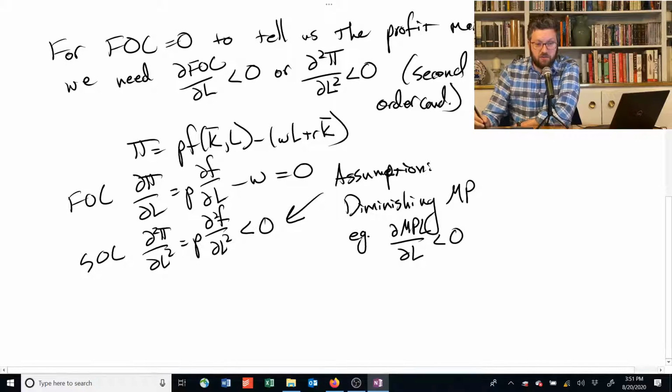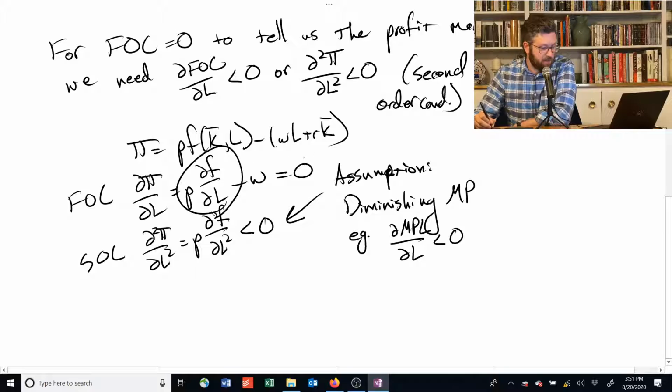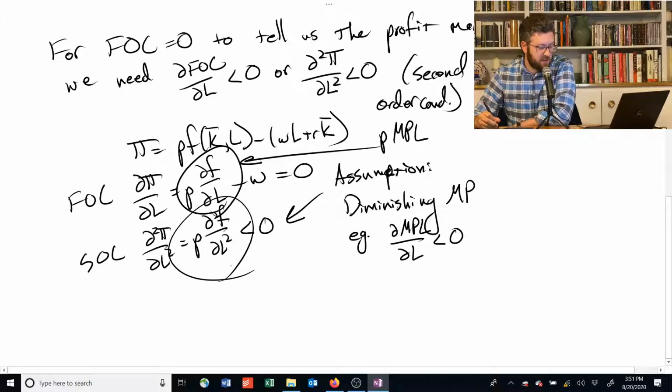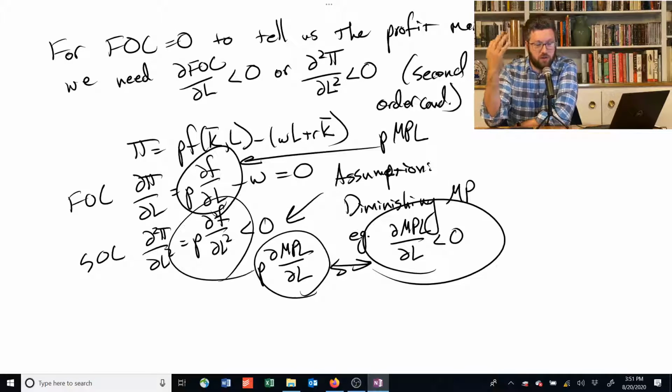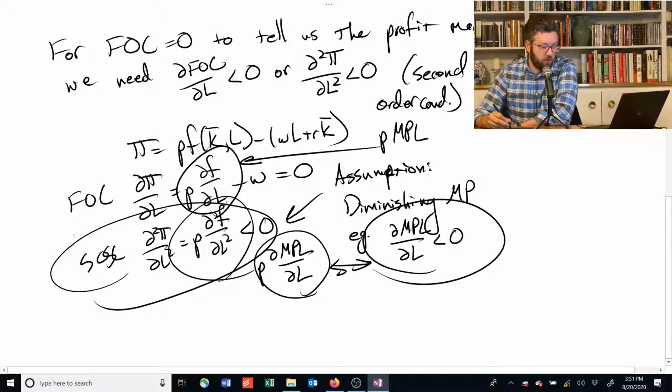Okay, if this is true, well, where's my cursor here? This guy here is equal to the price times the marginal product of labor. This guy here is equal to the price times the derivative of the marginal product of labor with respect to labor. We've assumed that this second part is negative. Prices are not negative ever, and therefore we can be assured that as long as we have the assumption of diminishing marginal product, this second order sufficient condition is always going to hold.